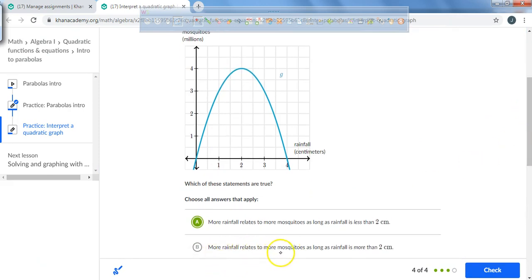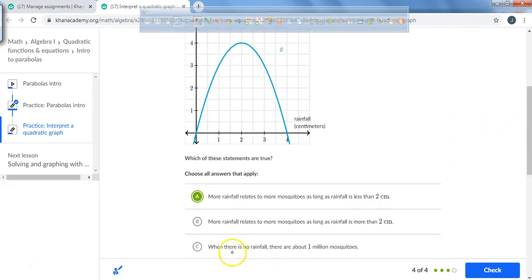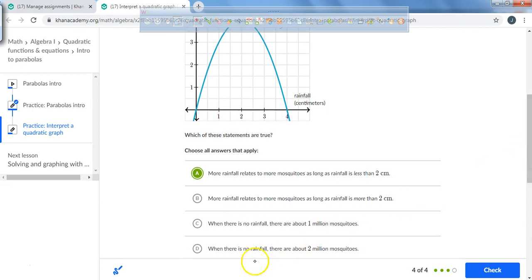More rainfall relates to more mosquitoes as long as the rainfall is more than 2 centimeters. Well, that looks like once it gets past 2 centimeters, it starts to decrease. So I'm not going to select B. When there is no rainfall, there are about 1 million mosquitoes. Well, no rainfall is right here, and I'm going to interpret that as 0, 0. So there are no mosquitoes when there's no rainfall in this graph. When there is no rainfall, there are about 2. No, that's not true either. It looks like that's a 0 and a 0. So I'm only going to select one answer choice and see what happens.